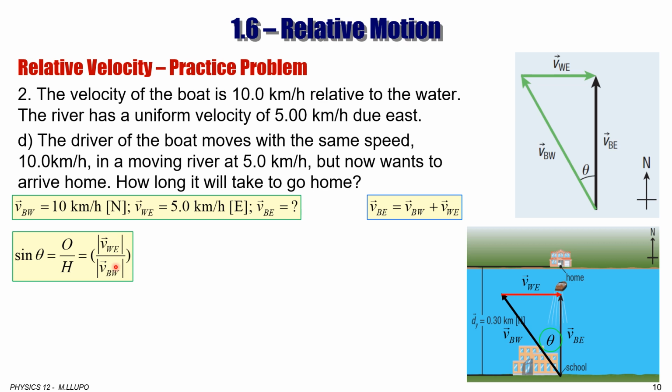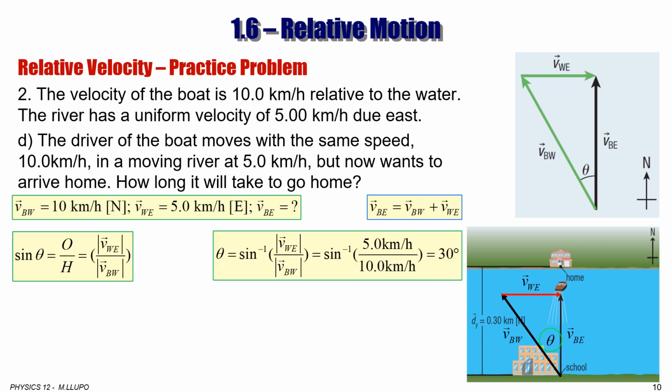So now we can solve for theta, which is sine inverse of velocity of water relative to Earth divided by velocity of boat relative to water. So 5 divided by 10 is 0.5. Sine inverse of 0.5 is 30 degrees.